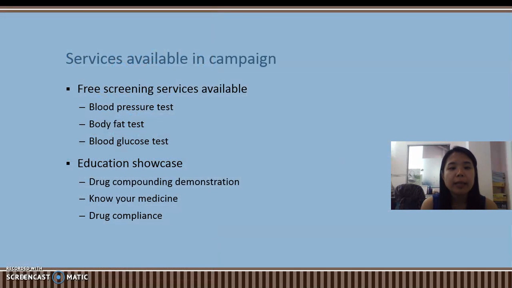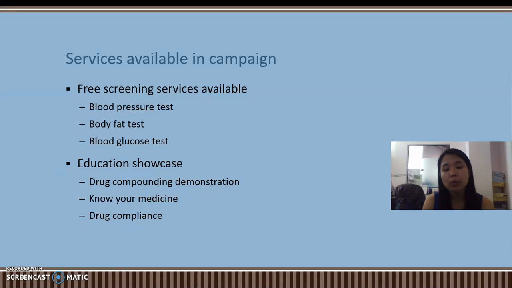In this campaign, there are services available, and most importantly, they are free to the public. The free screening services available include blood pressure tests, body fat tests, and blood glucose tests, which we ask our students to perform, and from the results, our students will explain the results to the public.